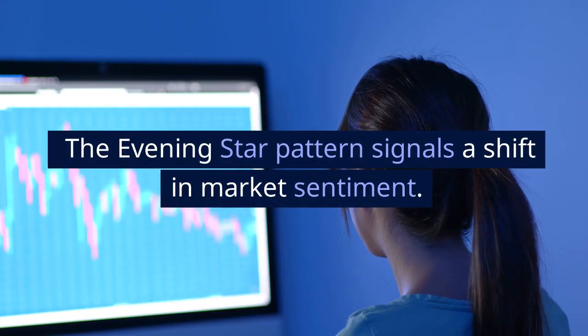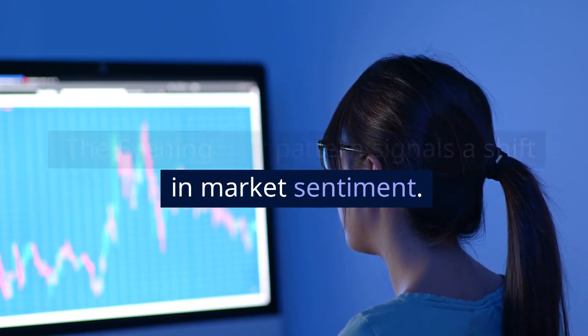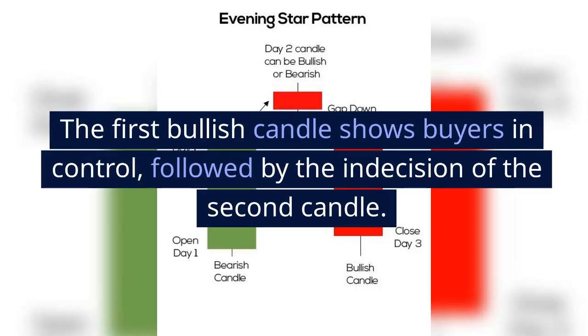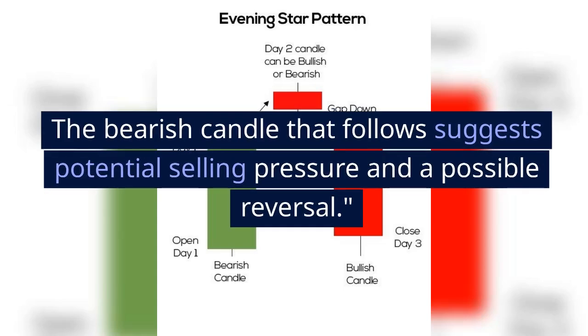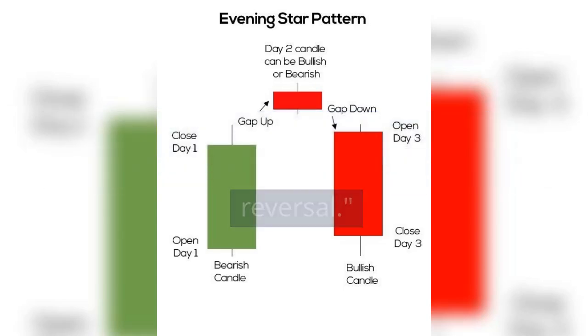The Evening Star Pattern signals a shift in market sentiment. The first bullish candle shows buyers in control, followed by the indecision of the second candle. The bearish candle that follows suggests potential selling pressure and a possible reversal.